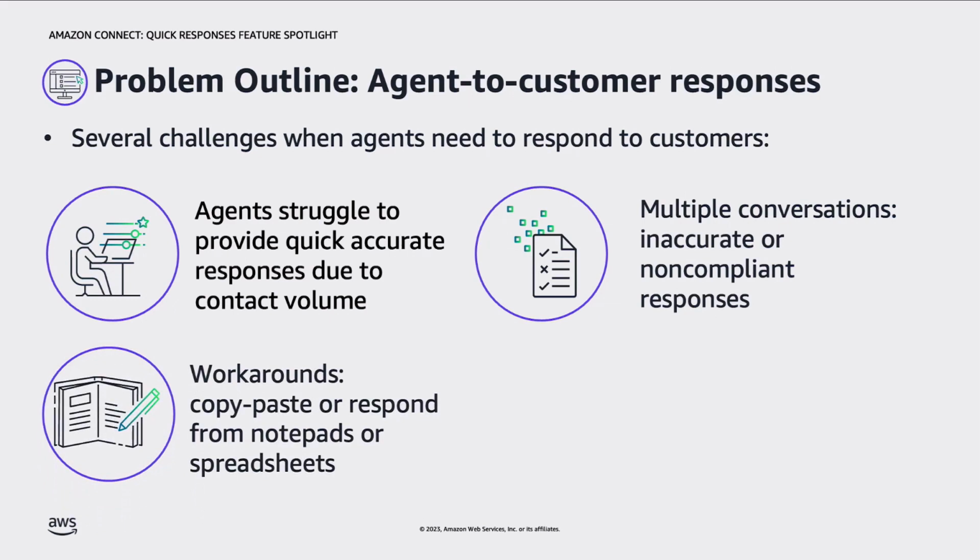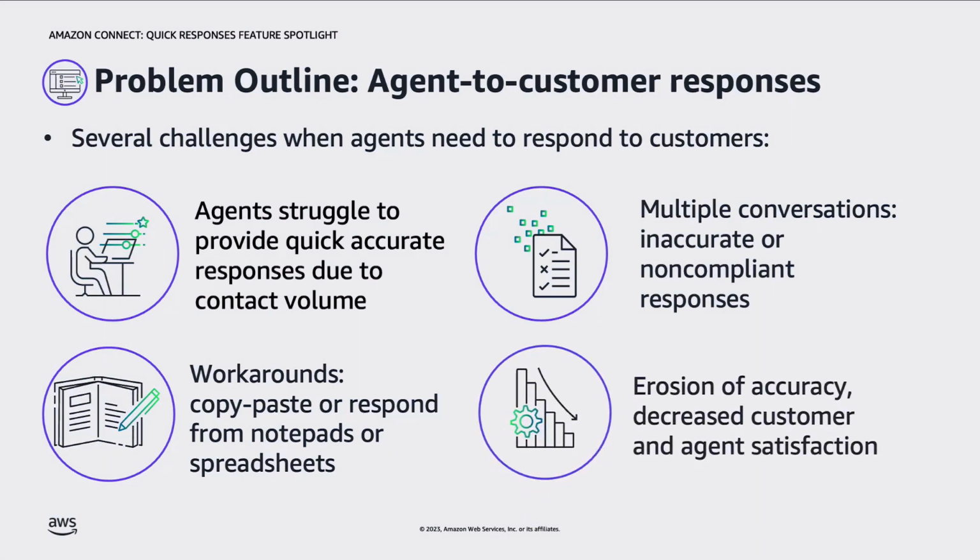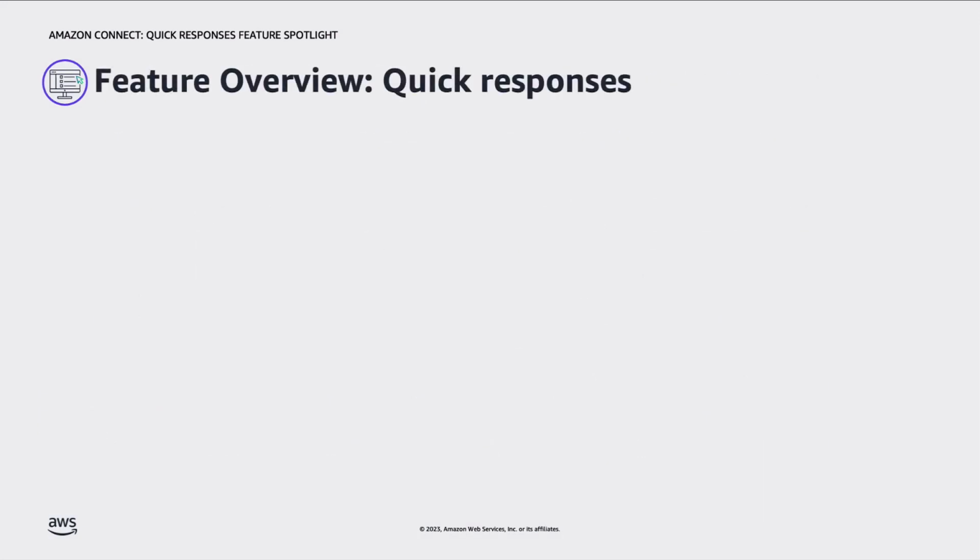To cope with this challenge then, agents often resort to workarounds, things like copying and pasting responses from an Excel spreadsheet or even a notepad. These are often inefficient and could result in inconsistent or inaccurate answers as content becomes stale. So the issue then: increased response times, potentially inaccurate content, eroded customer trust, increased agent dissatisfaction, and even potential revenue loss. Let's see now how Amazon Connect Quick Responses can help solve these problems.